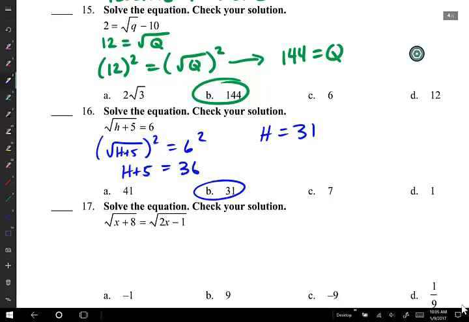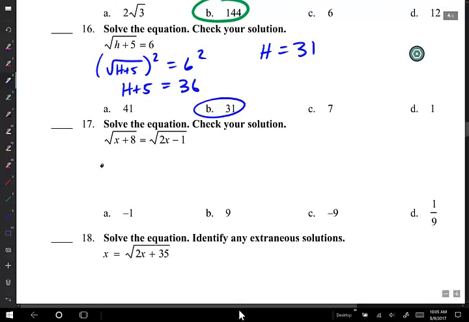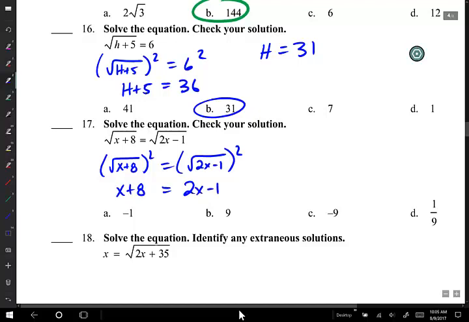On 17, we have two square roots, one on each side of the equation. So to solve 17, you square both sides. X plus 8 squared and the square root of 2x minus 1 squared. That gives us just x plus 8 equals 2x minus 1. We solve that. I'm going to subtract x from both sides. Then I'm going to add 1 to both sides, and I get x equals 9. Sure enough, that's one of my options.